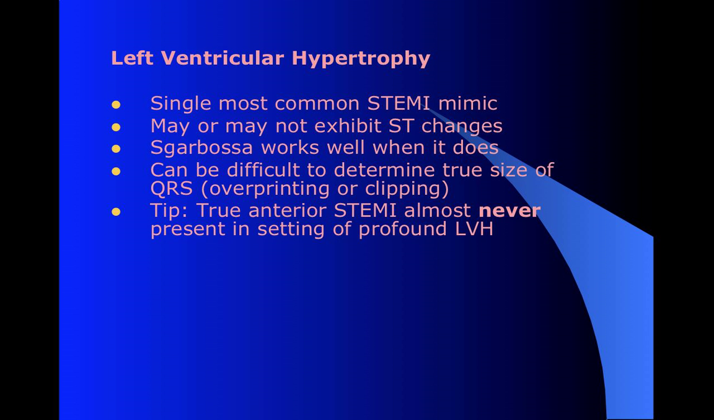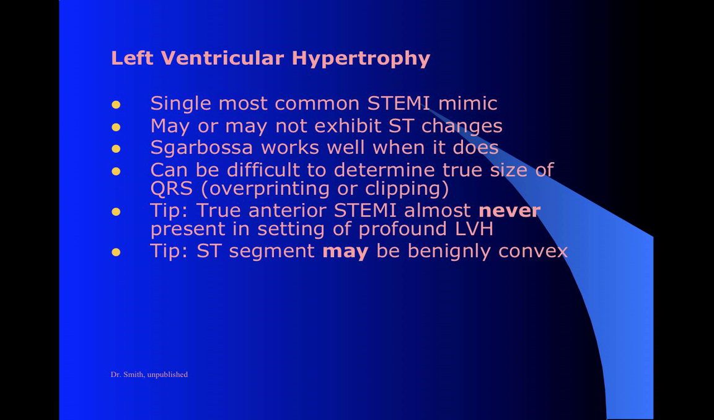And what I mean is not if you go in and add up exact voltage criteria and maybe it barely passes as LVH, could there be a STEMI? Maybe. What I mean is when you see those obviously huge waves and you're saying, well, is there also a STEMI? Probably not. Now, we talked about concave ST segments. In a few cases you will see LVH that has a convex ST segment, and that can be okay. I wouldn't say it's common, but it does happen.